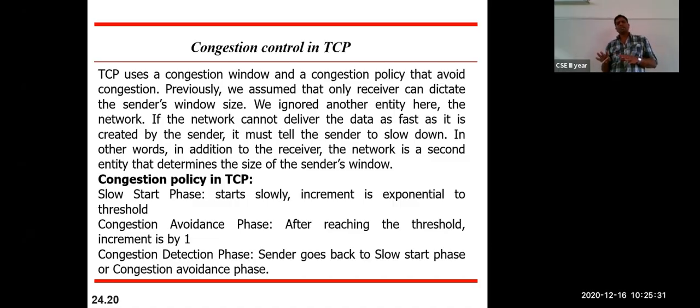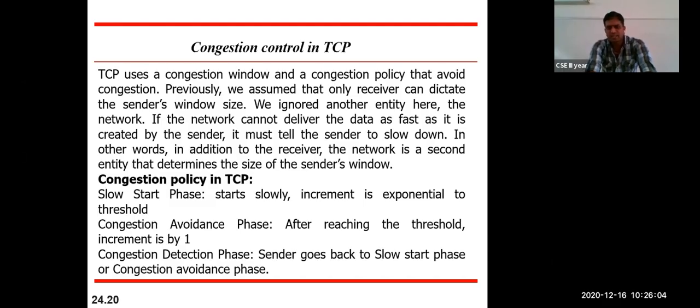Until it reaches threshold, incrementation is exponential. After it reaches threshold, the incrementation is 1. Increment is done by 1. Then the last phase is the congestion detection phase. What does that mean? Sender kept incrementing. After exponentially incrementing, it entered the avoidance phase. It incremented 1, 1, 1, 1. Still, for some reason, there is a congestion. It entered into congestion. Then it enters the third phase called congestion detection phase.